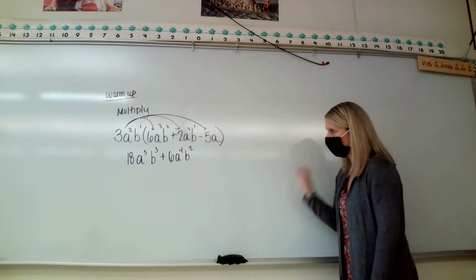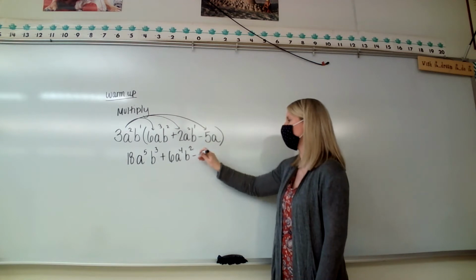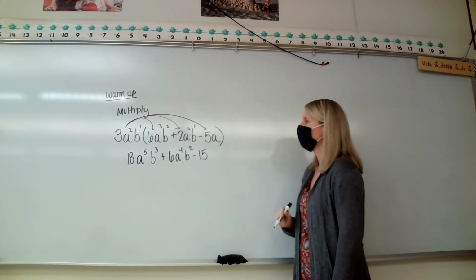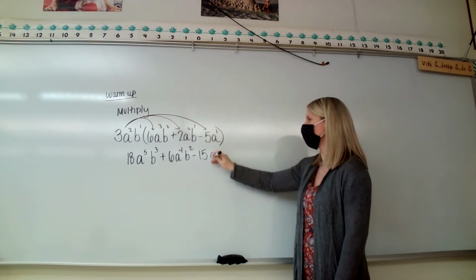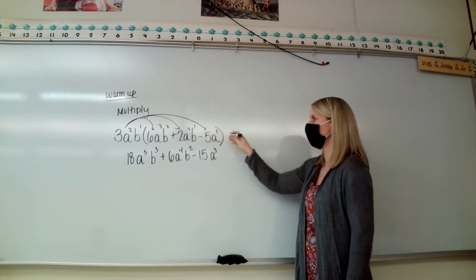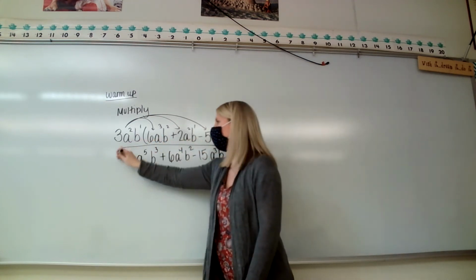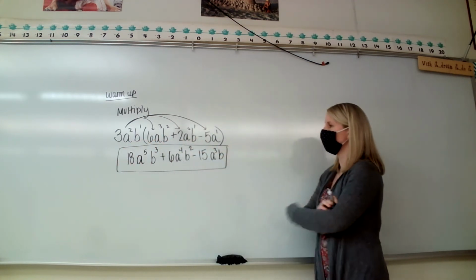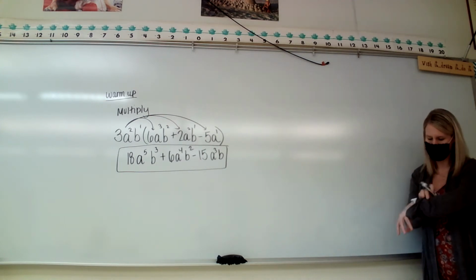And last but not least, to my third term, 3 times negative 5 or minus 5 will give me minus 15. When I add the exponents for the a's, reminding myself there's a 1, that's a to the third. And since there's nothing to add to b, you just keep it as b. Or you can write it as b to the first. And that is what your final answer will look like. Nice little trinomial we just multiplied out.